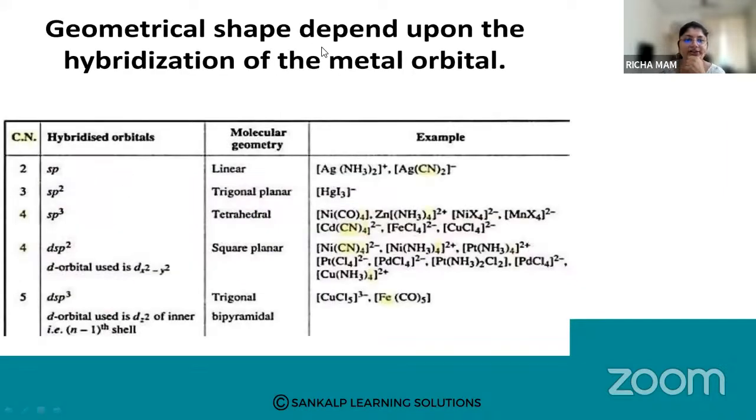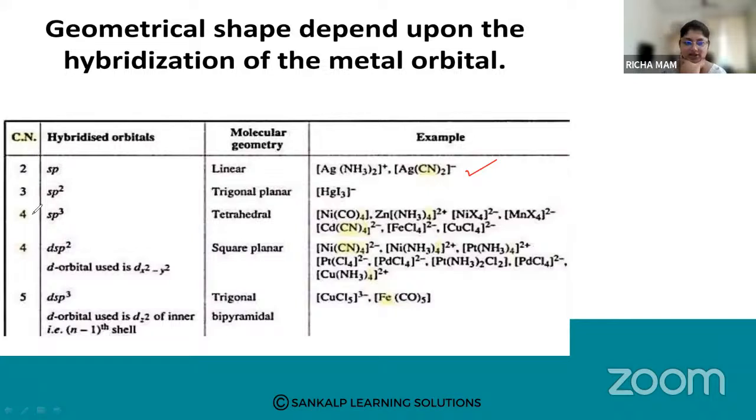So if the coordination number is 2, then it will give rise to sp hybridized orbitals, and the geometry will be linear. You can please note it down. You can take a screenshot of this. Very important: the geometrical shape depends upon the hybridization of the metal orbital. So if you have a coordination number 2, then the geometry will be linear. These are the complexes.